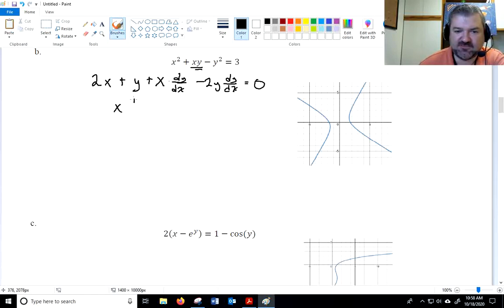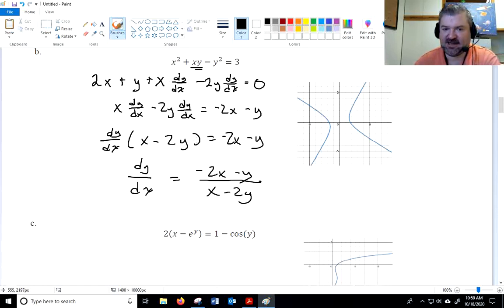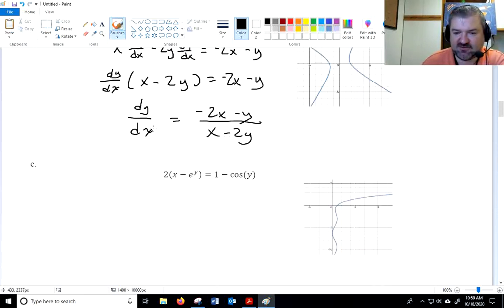Okay, hopefully you remember that the name of the game here is to get all the terms that have a dy dx on one side and all the terms that do not on the other. Looks like this one again is not going to be too hard. Just subtract 2x and y. Then we factor out a dy dx. And I'll divide by x minus 2y. And so you can see the terms that had a dy dx end up being in the denominator, and the terms that did not end up being the opposite of them in the numerator. And that's the pattern that you should expect every time.